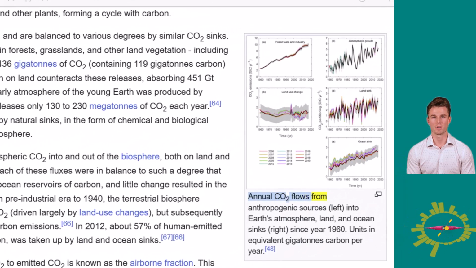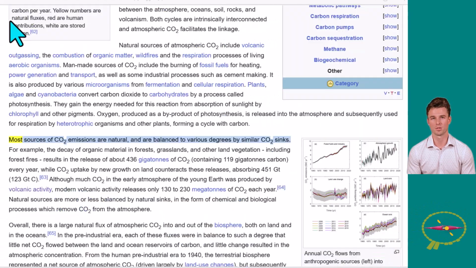Annual CO2 flows from anthropogenic sources, left, into Earth's atmosphere, land, and ocean sinks, right, since year 1960. Units in equivalent gigatons carbon per year. Most sources of CO2 emissions are natural, and are balanced to various degrees by similar CO2 sinks. For example, the decay of organic material in forests, grasslands, and other land vegetation, including forest fires, results in the release of about 436 gigatons of CO2, containing 119 gigatons carbon, every year, while CO2 uptake by new growth on land counteracts these releases, absorbing 451 GT, 123 GTC.